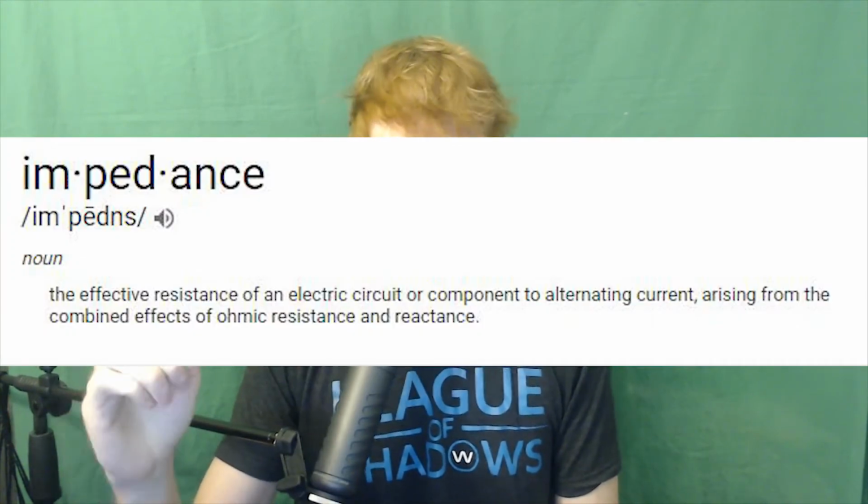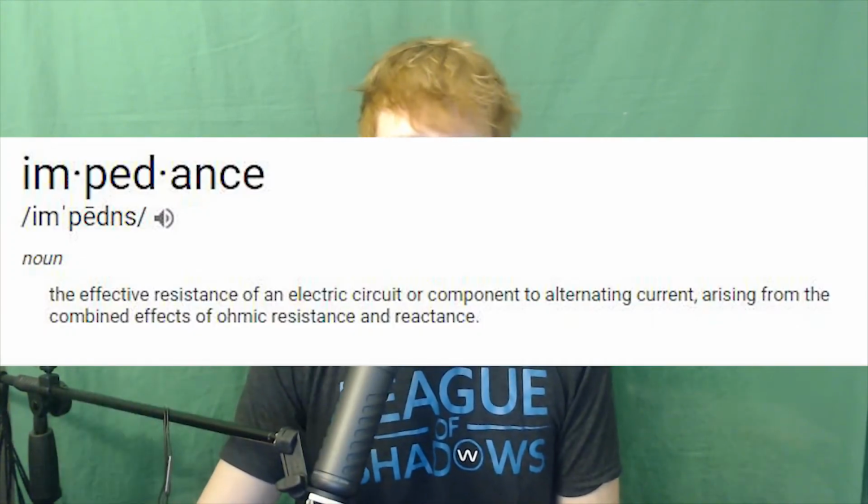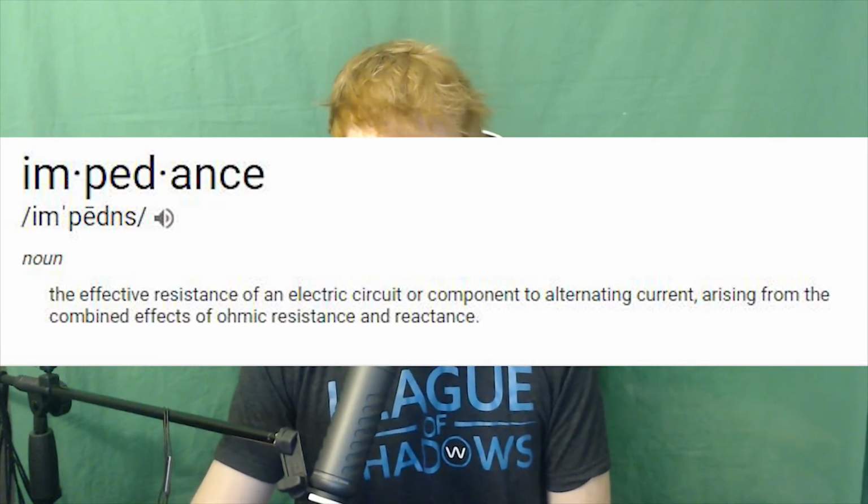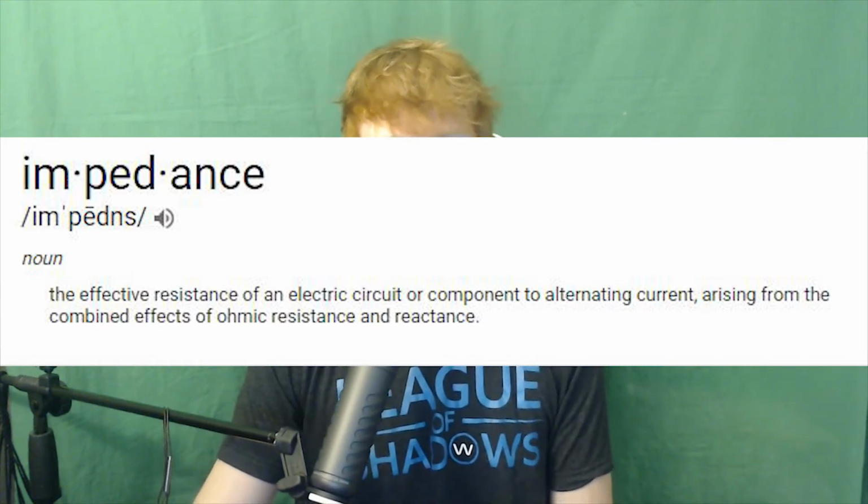So let's go ahead and break down the technical jargon of impedance and ohms, and I'll tell you the definition of each one. And then I'll put it into simple terms for you guys to understand. So let's talk about impedance. The definition for impedance is the effective resistance of an electrical circuit or component to alternating current, arising from the combined effects of ohmic resistance and reactance. I have no clue what any of that means. Well, let's check out what ohms mean.